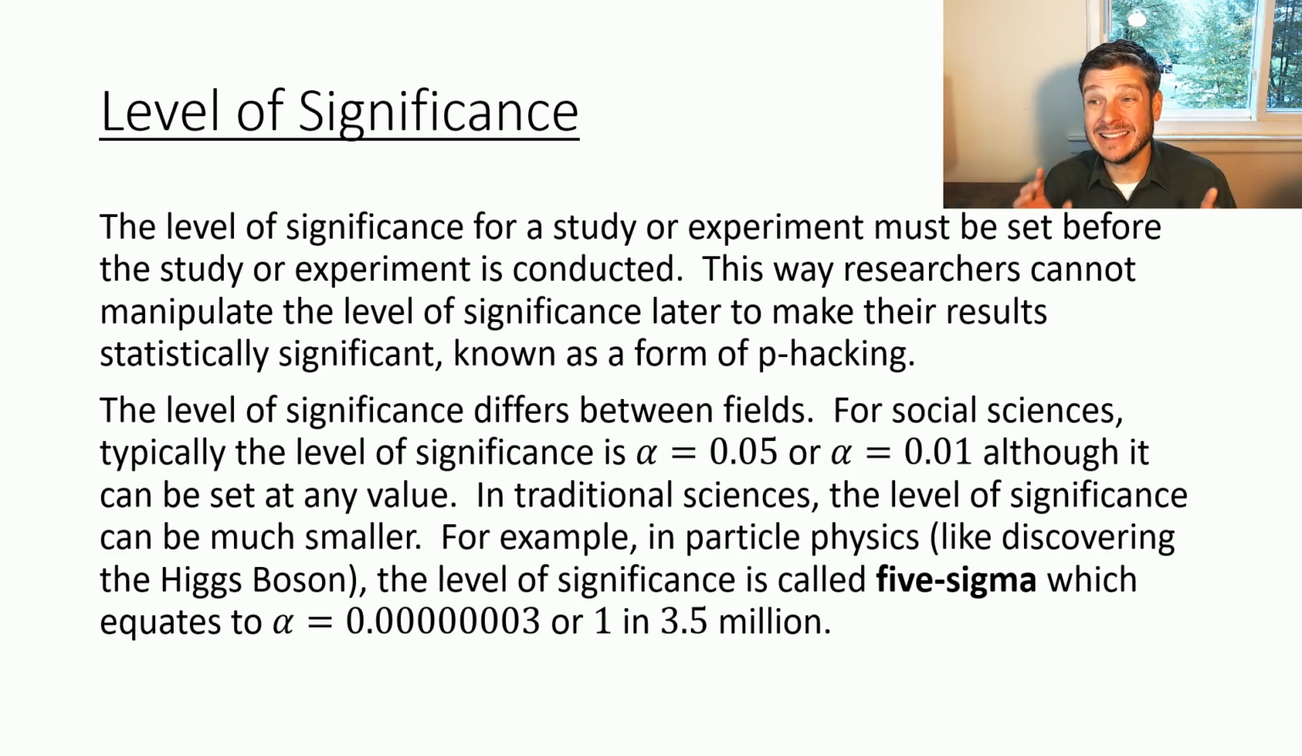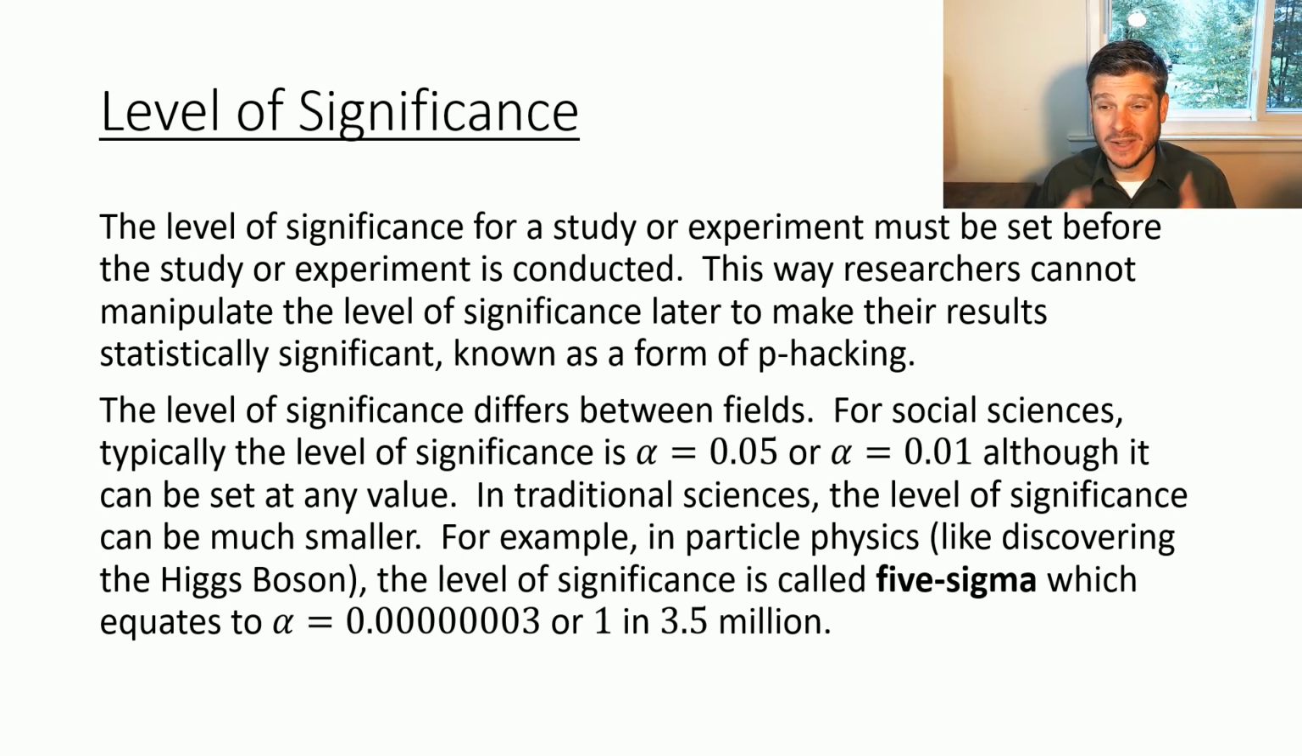Now, that level of significance will vary between fields. Typically for the social sciences, we either choose alpha to be 0.05 or 0.01, so a 5% or a 1% room for random chance, right? Because there's always random chance, but again, alpha equals 0.05 means there's a 5% chance that our result was due to random chance. Now, in some of the harder sciences or traditional sciences, that level of significance can be much, much, much smaller.